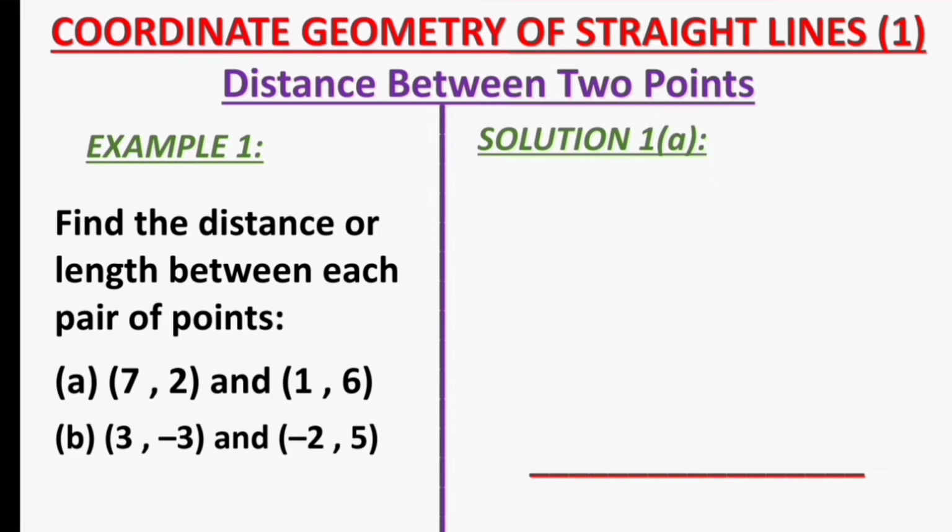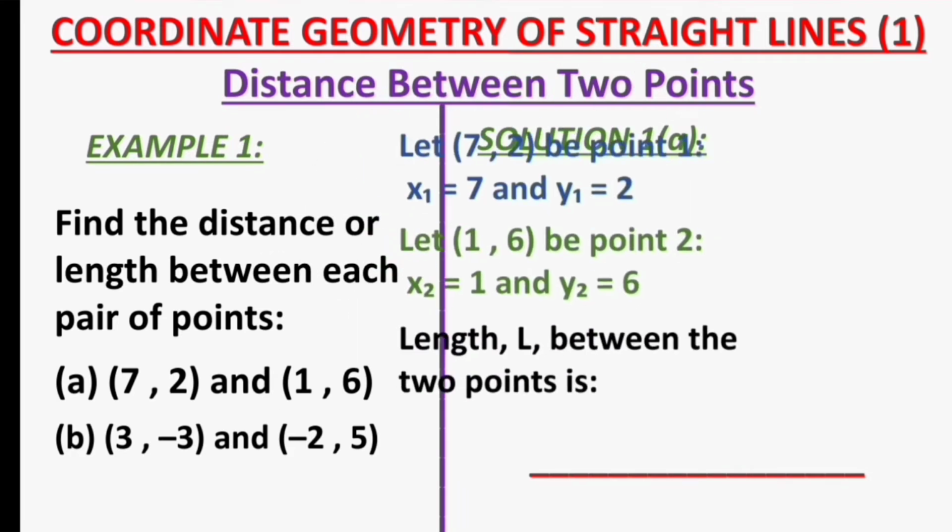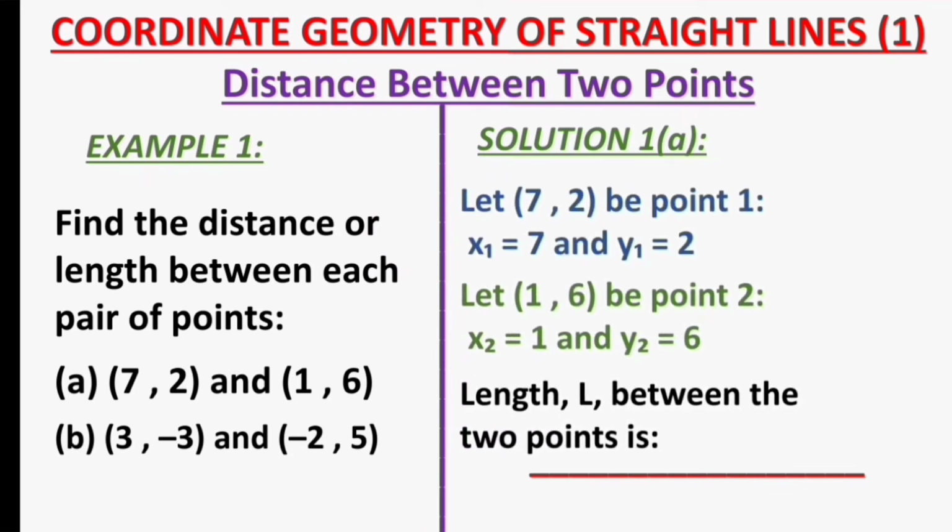Let's see the solution to question 1A. Let the coordinates 7 and 2 be our point 1. That means that x1 is 7 and y1 is 2. Also, let the coordinates 1 and 6 be our point 2. That means that x2 is 1 and y2 is 6.